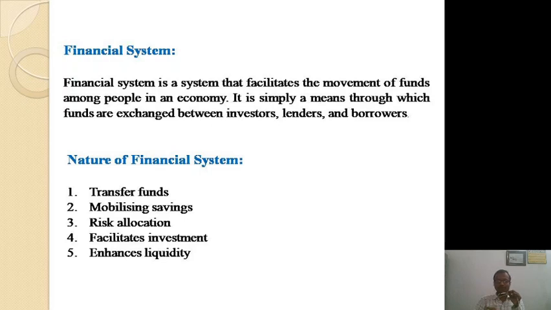The second one is mobilizing savings. I already told you the surplus sector will have income more than its expenditure. We call that savings. Generally, savings are idle if they are not parked in any financial instruments or financial markets. Here, the financial system provides an opportunity to park their savings. It will mobilize all idle money from the savings sector or surplus sector and make it available to the deficit sector, maybe corporates. This is what we call mobilizing of savings.